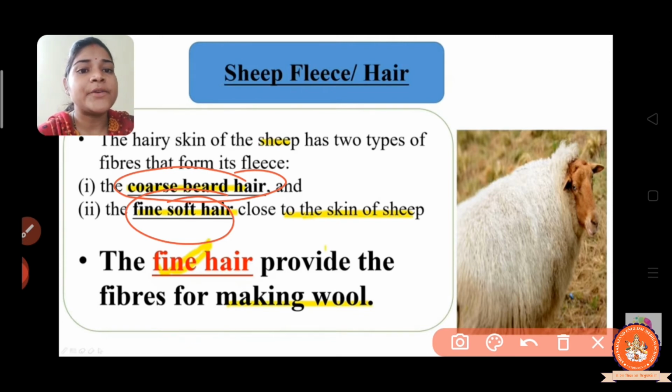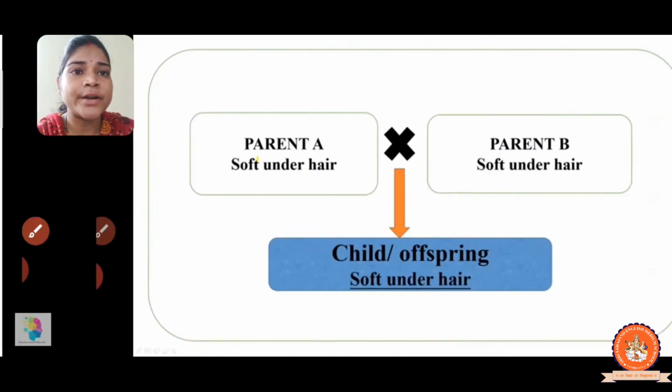Right? And the fine hair provides the fiber for making wool. From the fine hair we make the wool, but from the coarse beard hair, the rough hair, we can't get wool, right? So the fine soft hair is important for us. From this we get the wool, the good quality of wool. Now let us move forward.